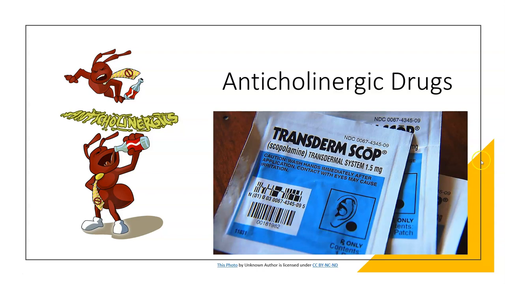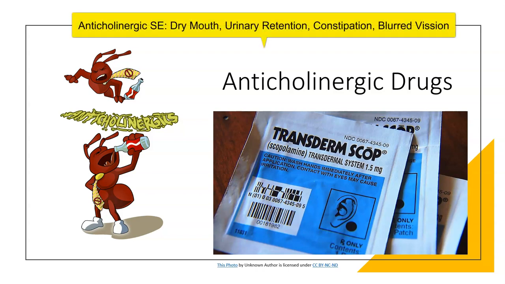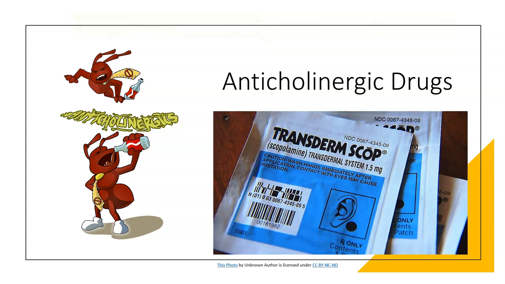Generally for this Transderm Scop, it'll last for 3 days. So they put it on and they leave it in place for 3 days. If you've ever taken a cruise, you might have used one of these. I referenced that in a previous chapter. Now, anticholinergic drugs have a specific set of side effects. I've already discussed this in a previous chapter, but let's review: dry mouth, urinary retention, constipation, and blurred vision. That group are known as anticholinergic side effects.